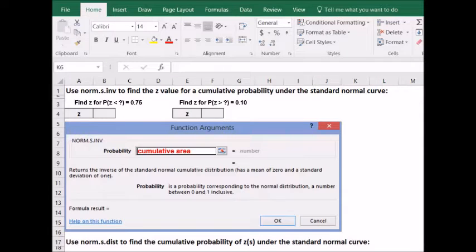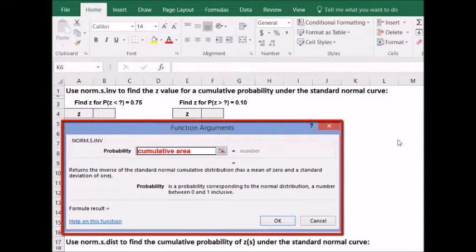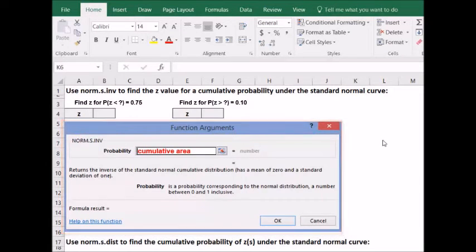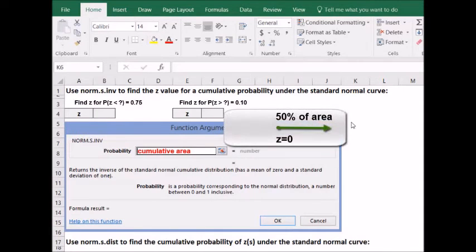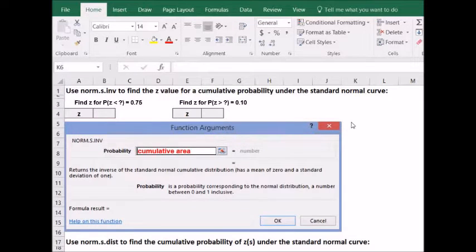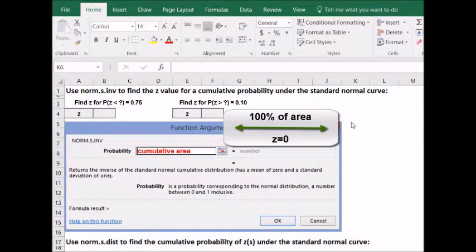norm.s.inv function. This is an image of the dialog box that comes up when we type in norm.s.inv and hit the FX button. We only need 1 piece of information, which is our cumulative area under the normal curve. Some standard normal tables in textbooks will give area under the curve for 50% of values, starting at the mean and moving to the right. Excel starts at -infinity and gives the value for the cumulative probability up to and including some percentage.